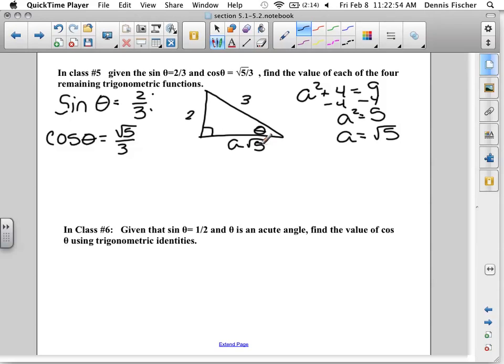Use what we just wrote down there. Find me the other 4 trig functions. Find me tangent, cotangent, cosecant, and secant.